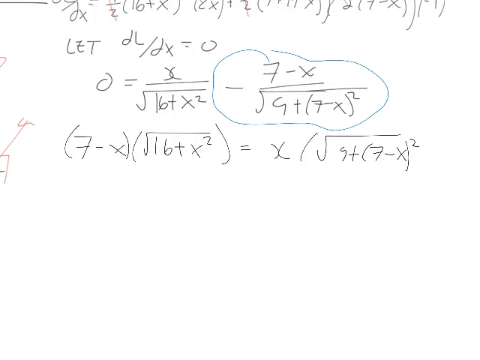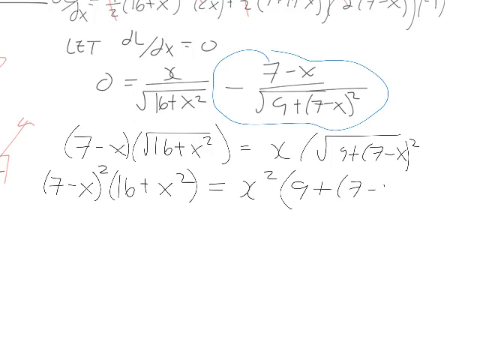The process is to square both sides. Unfortunately, what that results in is (7 minus x) squared multiplied by (16 plus x squared) on one side, and on the other side x squared multiplied by (9 plus (7 minus x) squared). This becomes a bit of an algebra challenge in your expansion. So (7 minus x) squared gives 49 minus 14x plus x squared, multiplying the 16 plus x squared.